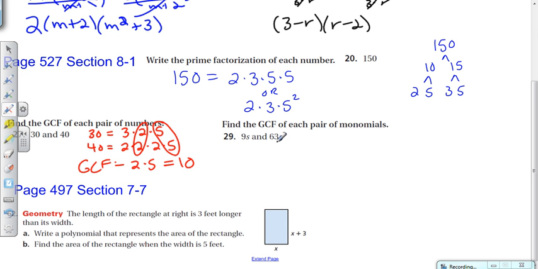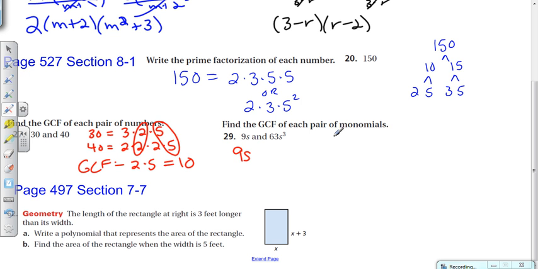Between 9s and 63s cubed. Well, I know that my greatest common factor cannot be bigger than my littlest number. So the highest it could be is 9. So I'm going to ask myself, well, does 9 go into 63? Yeah. So I'm thinking that's my greatest common factor. They have an s in common, just one s in common. So I think my GCF is 9s.